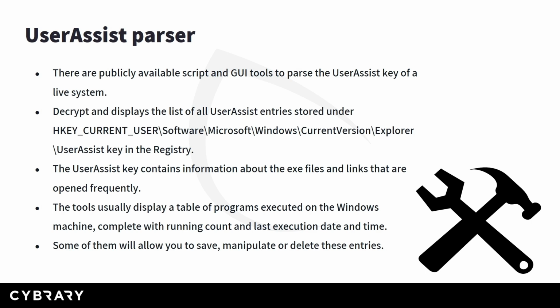There are publicly available script and GUI tools to parse the UserAssist key of a live system. All of these utilities have the same functionality. They decrypt and display the list of all UserAssist entries stored under the HKEY_CURRENT_USER, Software, Microsoft, Windows, CurrentVersion, Explorer, UserAssist key in the registry. The UserAssist key contains information about the exe files and links that are opened frequently. The tools usually display a table of programs executed on the Windows machine, complete with running count and last execution date and time. Some of them will allow you to save the list of UserAssist entries into different format files such as text, HTML, XML, or CSV, as well as manipulate or delete these entries.